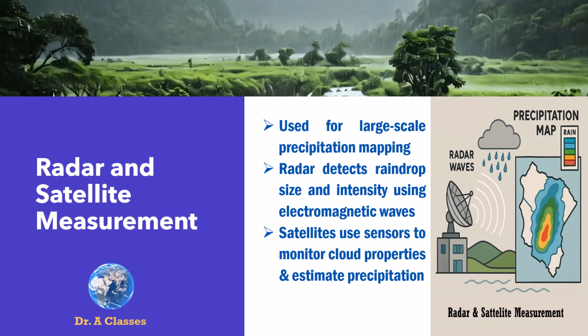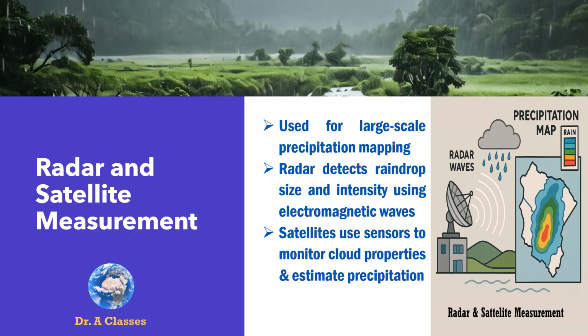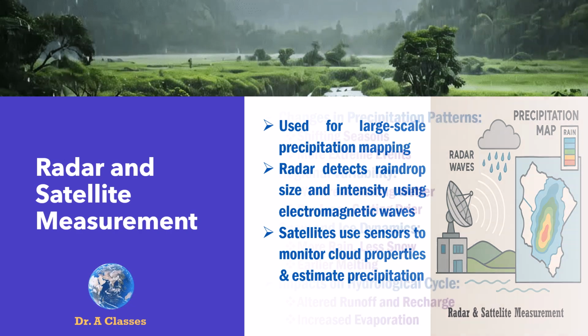Radar and satellite-based measurement. It is used for large-scale precipitation mapping. Radar detects raindrop size and intensity using electromagnetic waves. Satellites use sensors to monitor cloud properties and estimate precipitation.